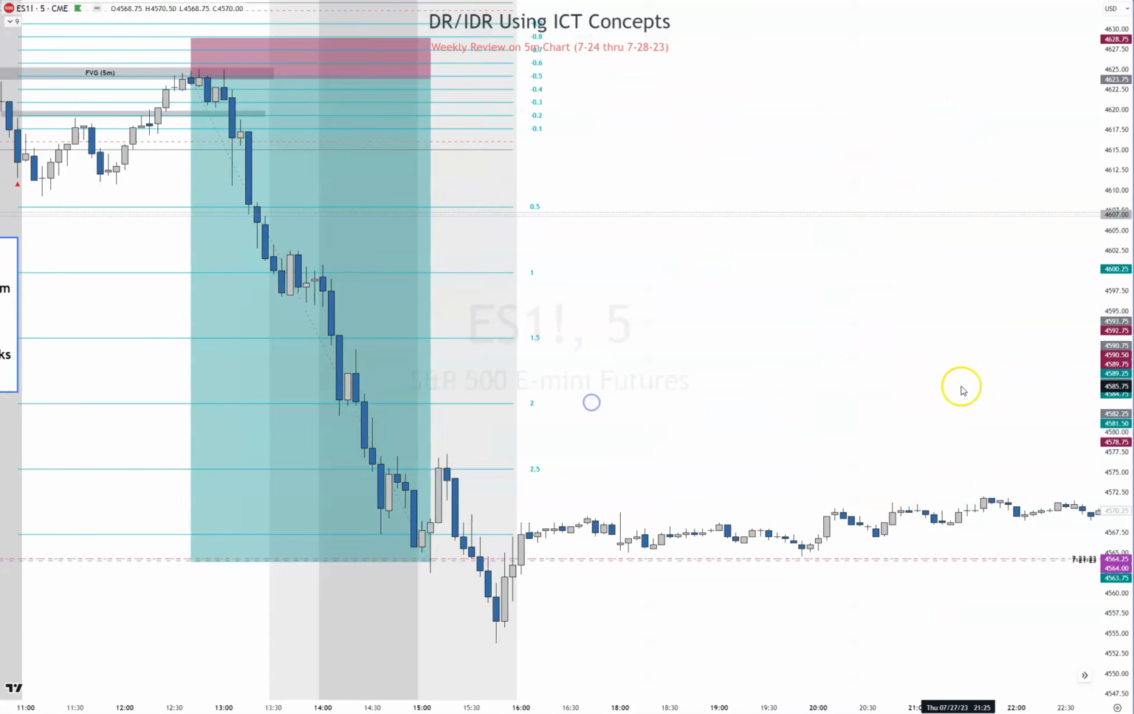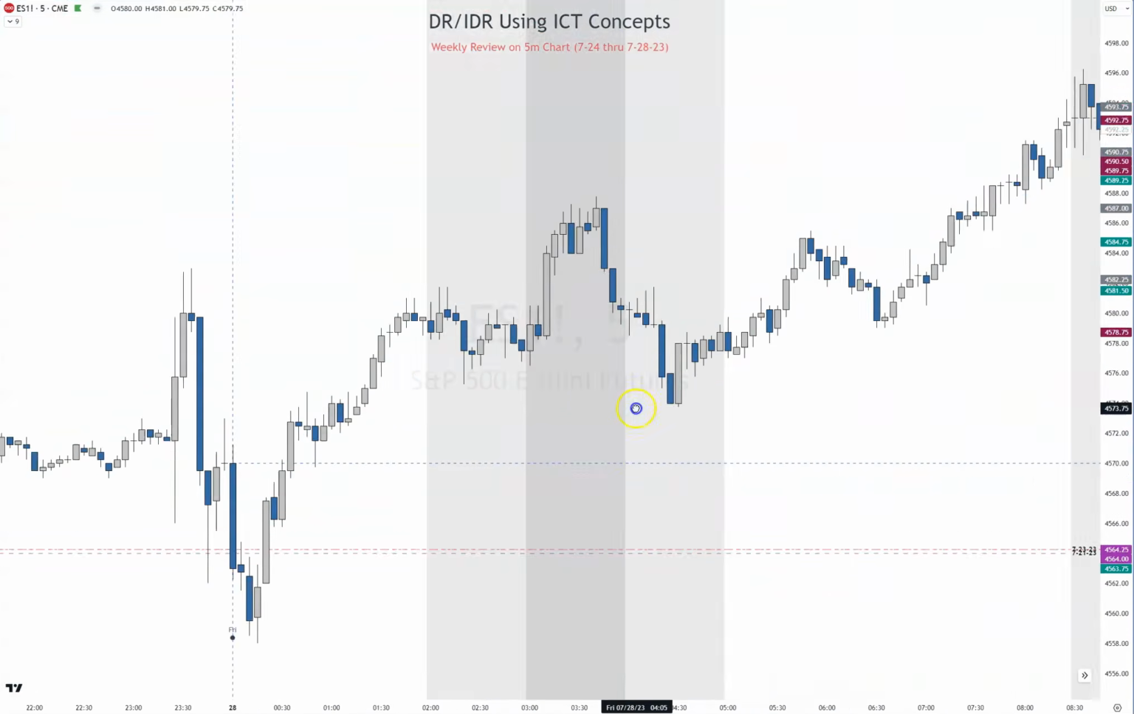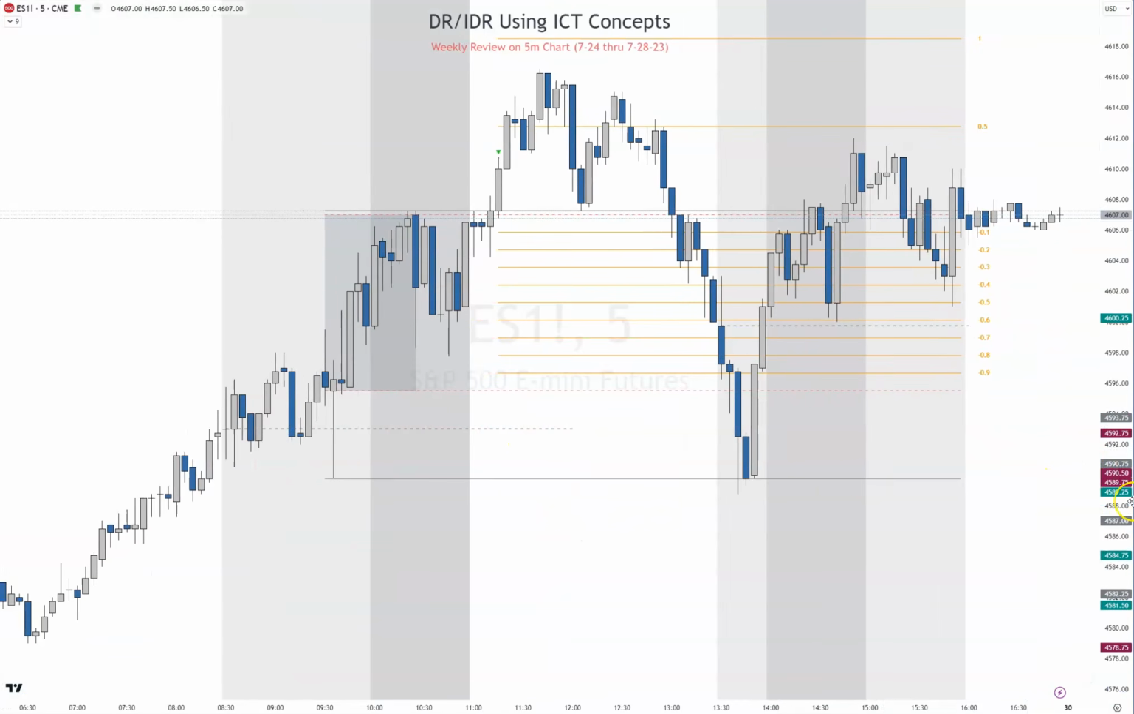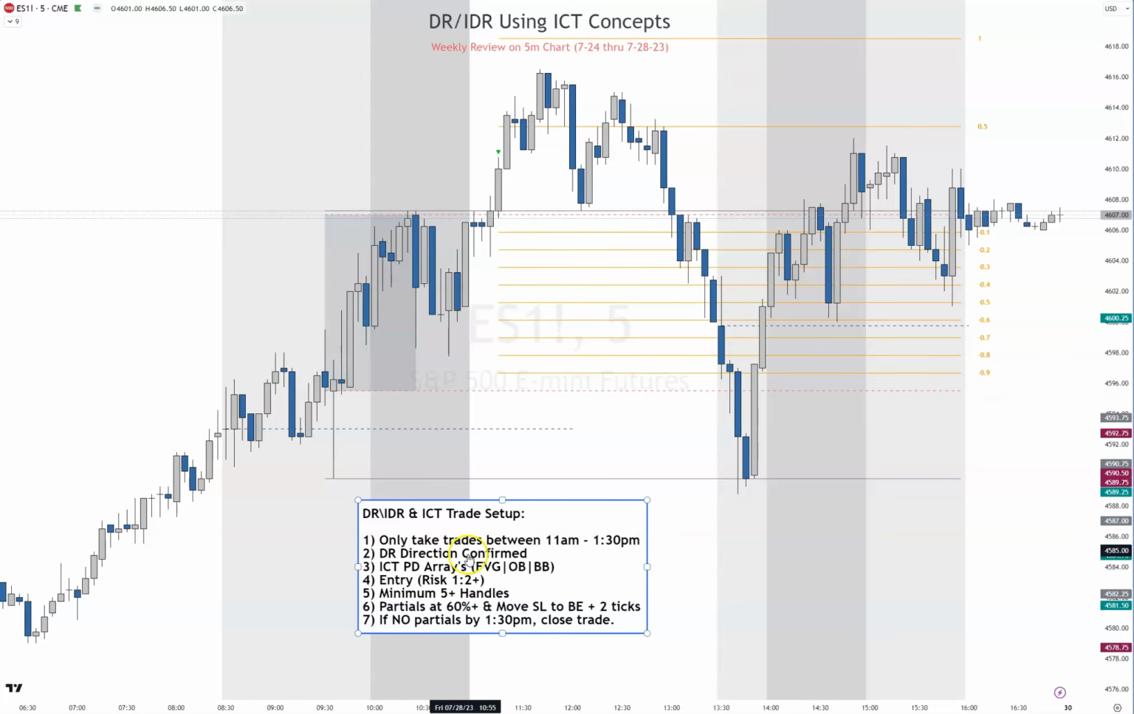Okay, so let's go to Friday. Is it always winning days? No, it's not always winning days. Only take trades 11 to 130. That's this white area. Directional confirmed. Yep, DR confirmed right there. The green arrow, it's confirmed. Candle close. Look for PD arrays. What do we got?